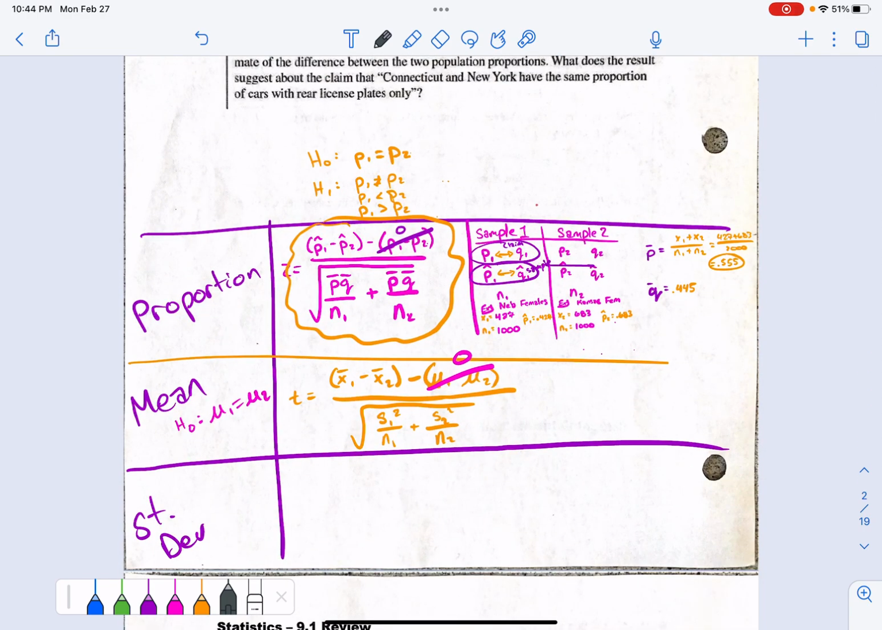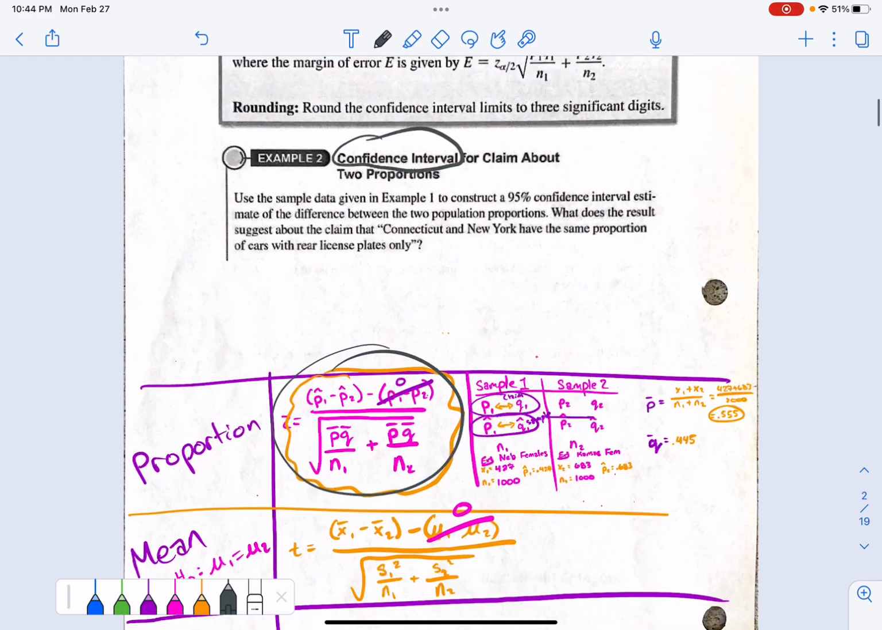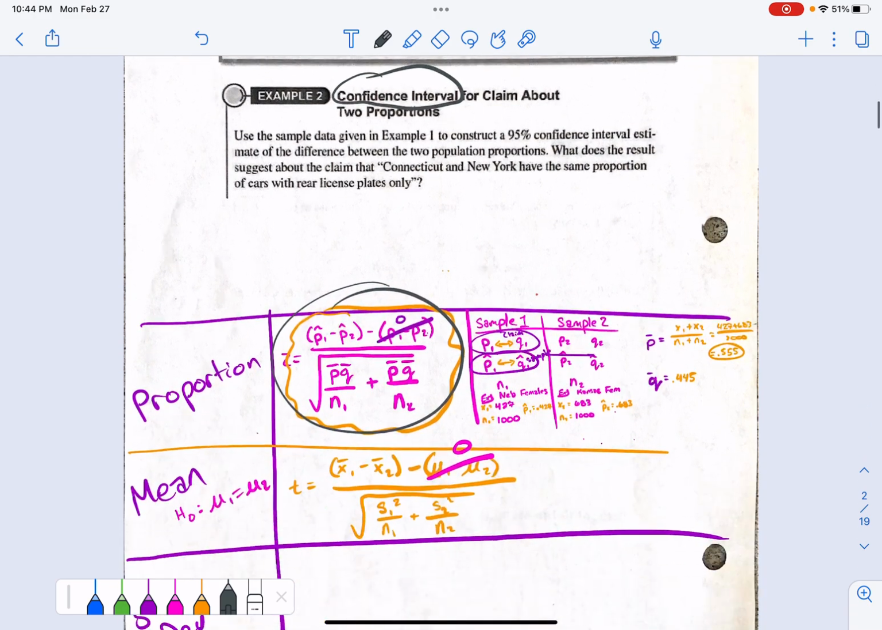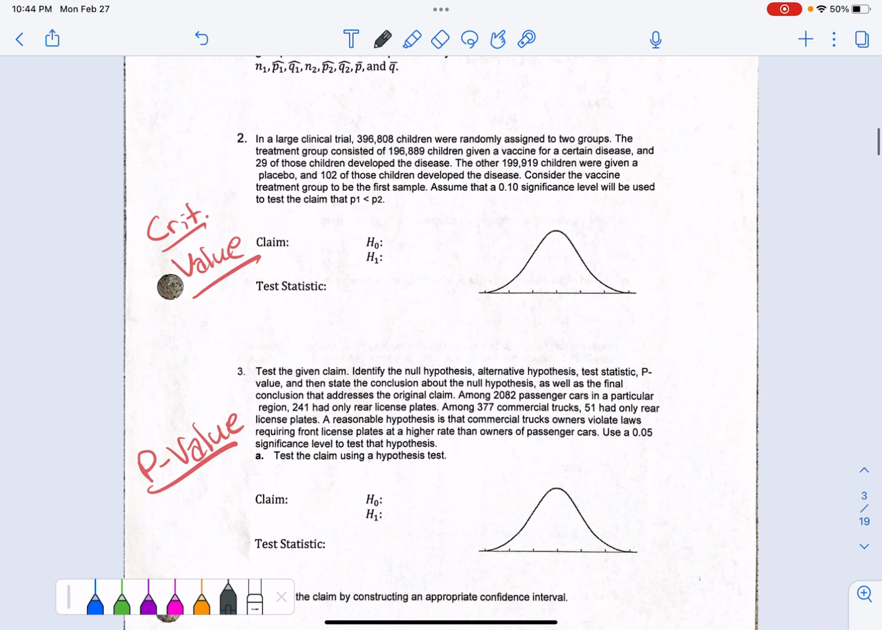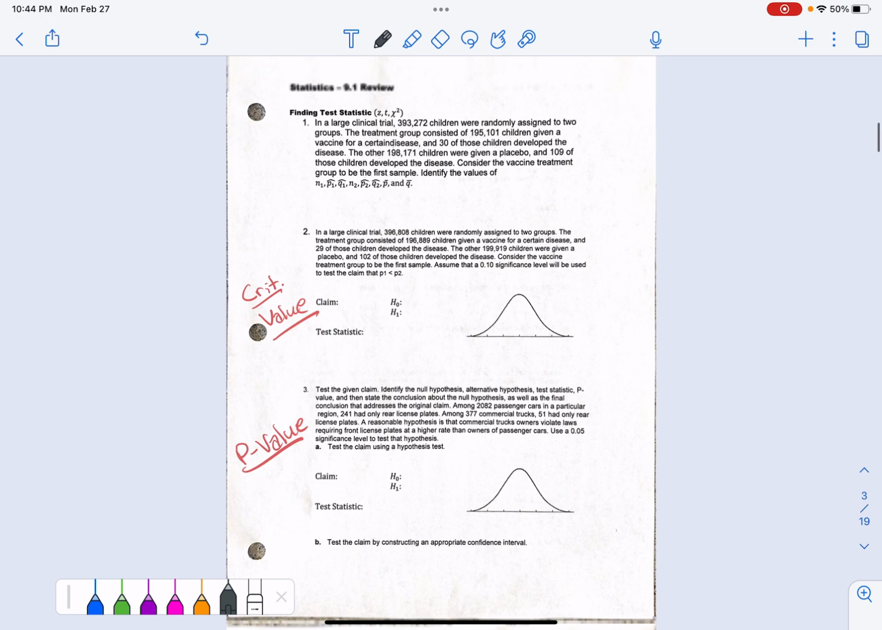Yesterday, you wrote down these formulas down here. I'm going to erase some of this stuff. But this is going to be the main formula that we're going to use, for the front side at least. And then we're going to do the p-value and critical value method. On the homework, we're going to do all of them.